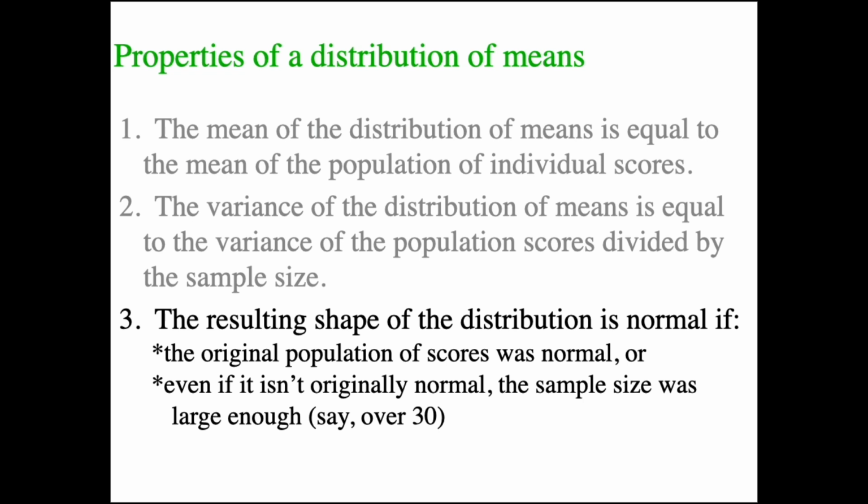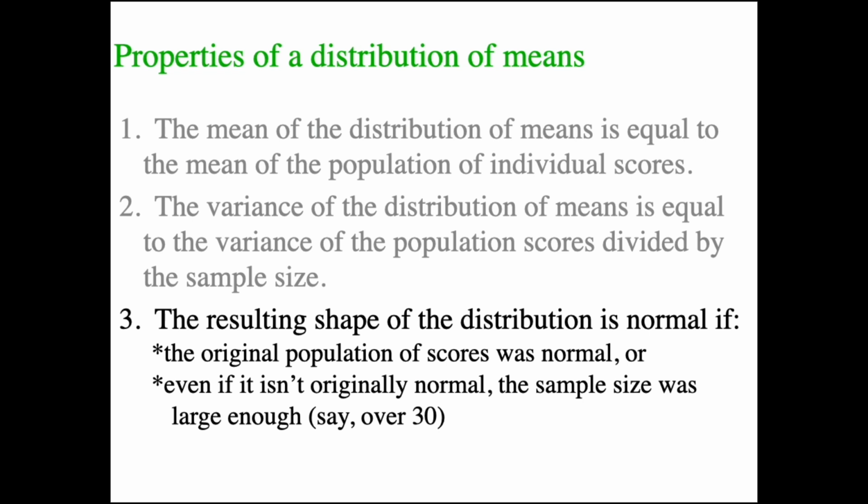But the second point here says, even if it isn't originally normal, that is the original population did not have a normal curve, the sample size, if it's large enough, will give you a resulting distribution of means that looks like a normal curve. And usually this has to be over 30. So if you use an n greater than 30, you'll usually end up with a sampling distribution of the mean, or a distribution of means that takes on a normal curve, regardless of what the original population of scores look like.